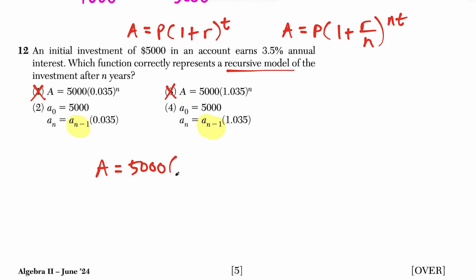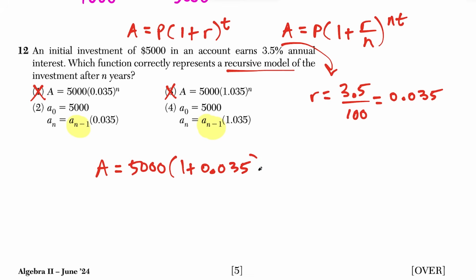And then we have 1 plus R, and R, if the rate here is 3.5%, that's 3.5 out of 100, and that simplifies in decimal form as, let me just make that neater. So we have 3.5 out of 100 is 0.035. So I have 1 plus 0.035 now to the t power. And here this simplifies to 5,000 times 1.035. And now we have this to the t power.